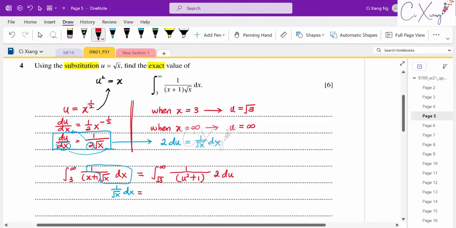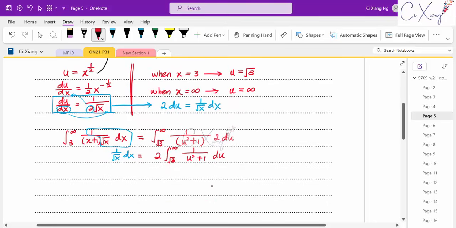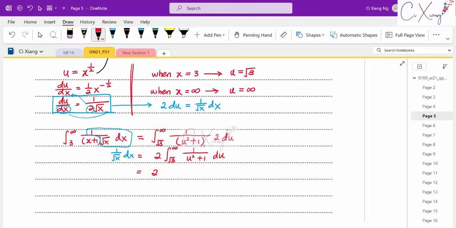2 is a constant for me, right? Personally, I prefer to take it out from the integration before I start the integration. So I'm having 2, integral from square root 3 to infinity, of 1 over u squared plus 1 du. From now on, you can see very clearly that every single term or variable in my expression here is a u already, no more x. Okay, so from here you can start the integration. How can I integrate 1 over u squared plus 1?